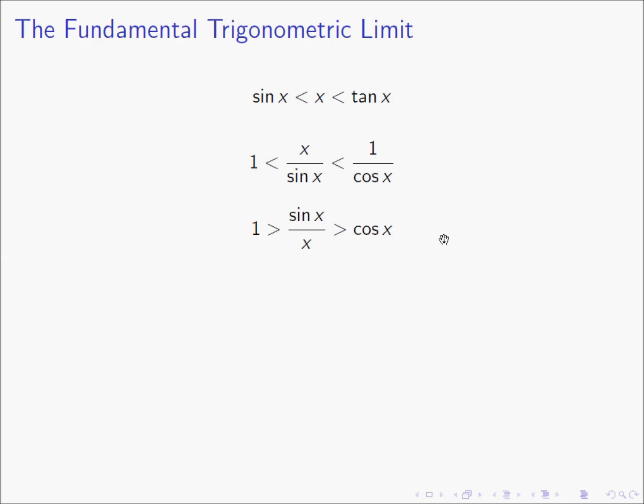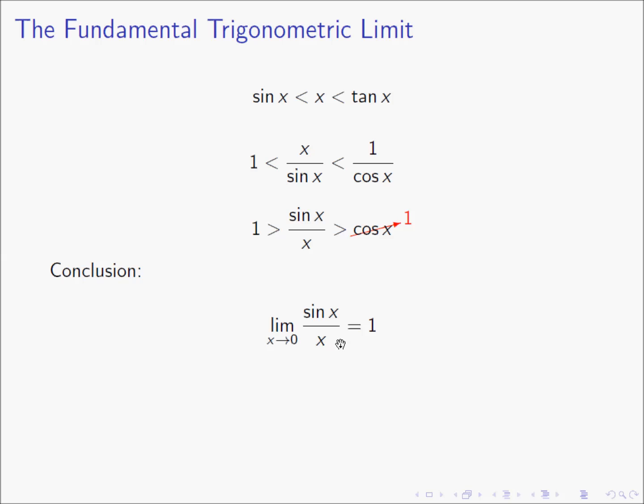So now we're ready to apply the squeeze theorem. Here we have sine of x over x squeezed between 1 and cosine of x, and we can consider 1 as a function that has limit 1 when x approaches 0, and cosine of x also approaches 1 when x approaches 0. So by the squeeze theorem, the limit of sine of x over x when x approaches 0 must also be 1. That's just the squeeze theorem.